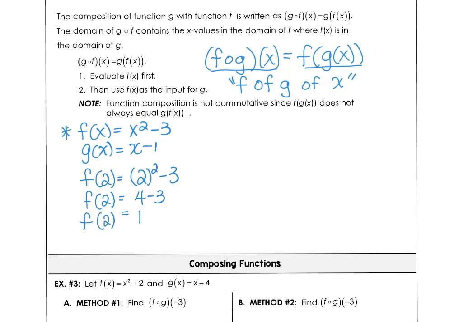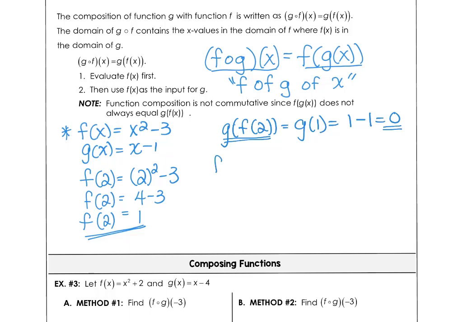This way I can use that output for the f of x and substitute that back into the g of x. And by doing that, we're going to find out that the g of f of 2 is the g of 1, and the g of 1 is x minus 1. So 1 minus 1. The g of f of 2 is going to give us the 0.